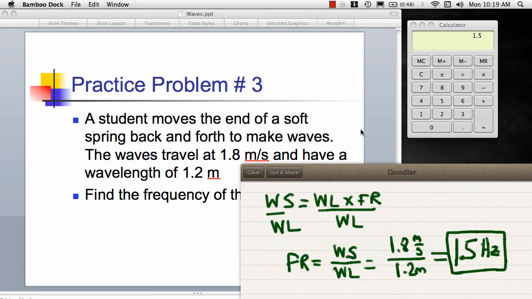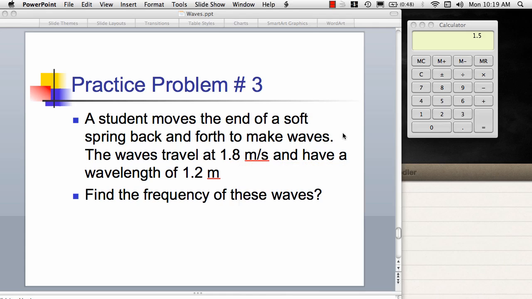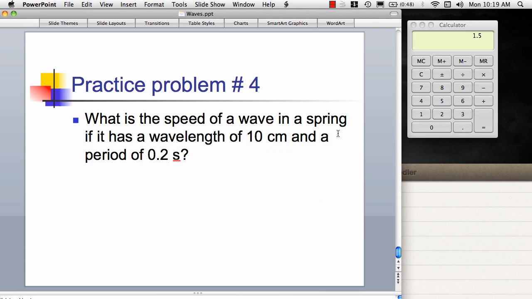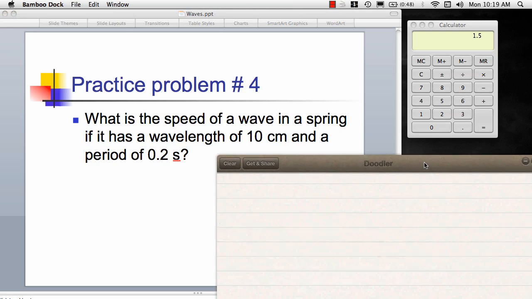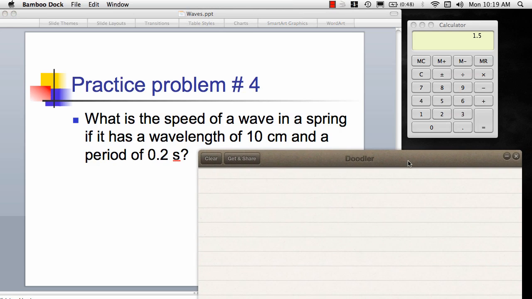We have one more type of problem that I need to work with you on. I'm going to clear this screen and move on to the next slide. This is the last slide. This one asks, what is the speed of a wave in a spring which has a wavelength of 10 centimeters and a period of 0.2 seconds?